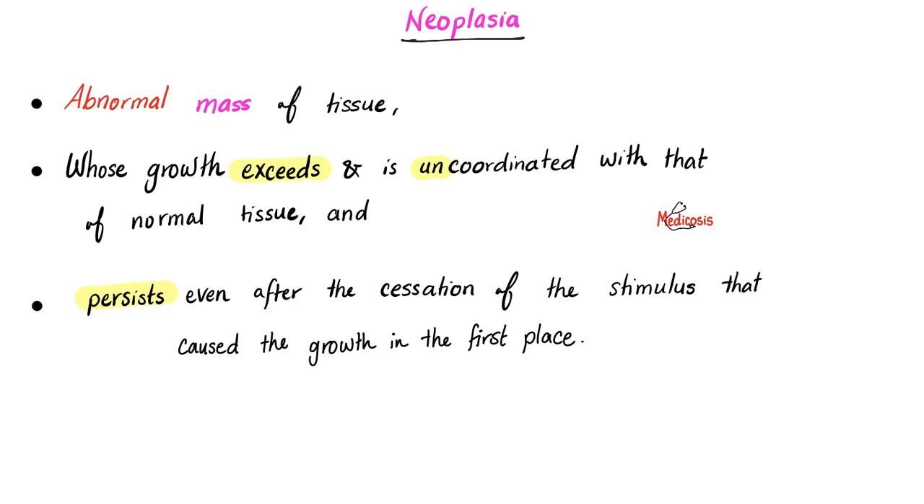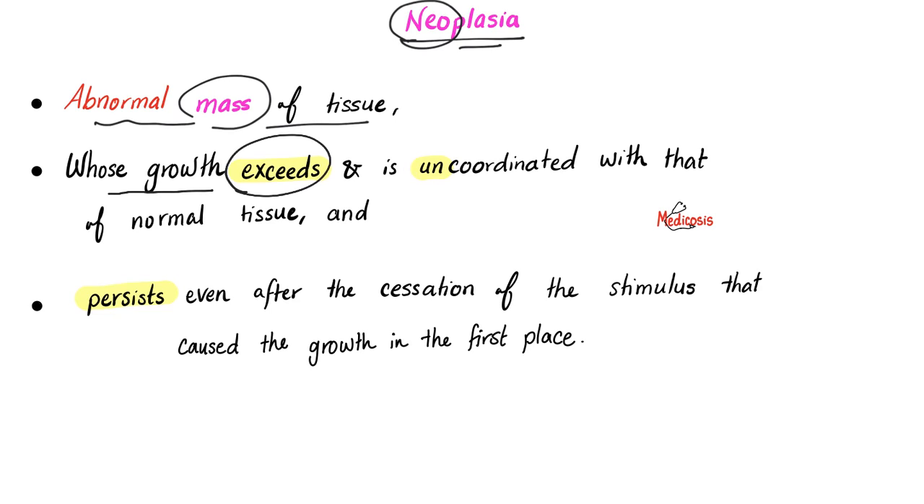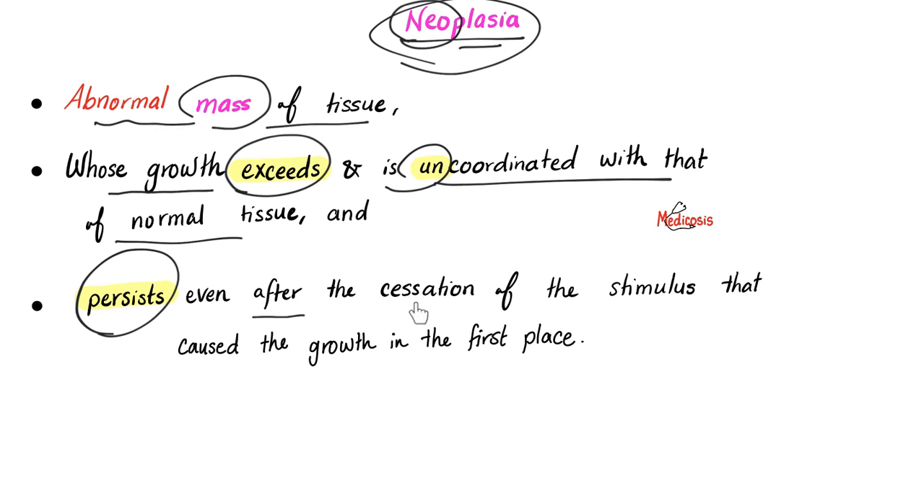Define neoplasia, please, or new growth. It's an abnormal mass of tissue. Why should I care? Because the growth of this tissue exceeds the normal growth, is uncoordinated with that of the normal surrounding tissue, and this abnormal tissue will persist even after the cessation of the stimulus that caused the growth in the first place.